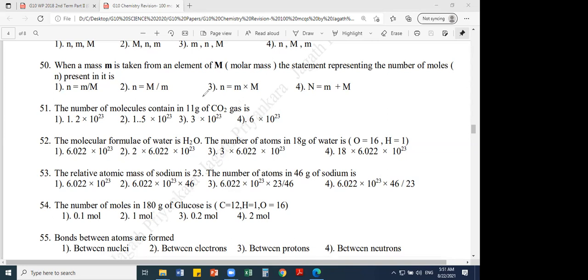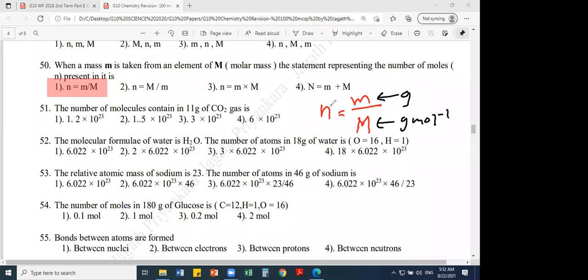First answer. Yes, the answer is the first one. Now remember, number of moles equals mass divided by molar mass. You can check this easily by using the units. The mass is measured in grams and the molar mass is measured in grams per mole.